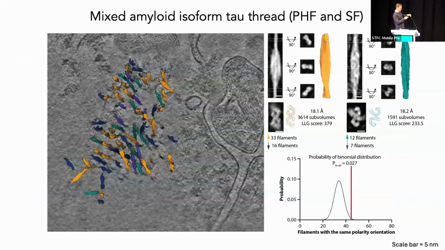In the first of these tissue clusters, we identified paired helical filaments and straight filaments. So this is the first direct evidence that mixed amyloid isoforms can coexist within the same filament cluster in tissue.